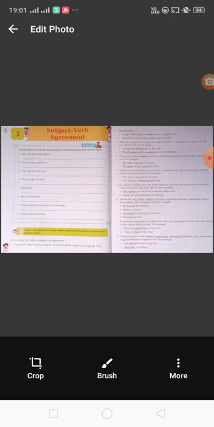Now the second rule: when the subject of a sentence is composed of two or more nouns or pronouns, then we use a plural verb. Students, I will repeat again. When the subject of a sentence is composed of two or more nouns or pronouns, it means more than one noun or pronoun is used, then we use a plural verb. For example, Pratima and Mahima are at the mall. Here you see Pratima and Mahima, there are two people, so we use the plural verb are.